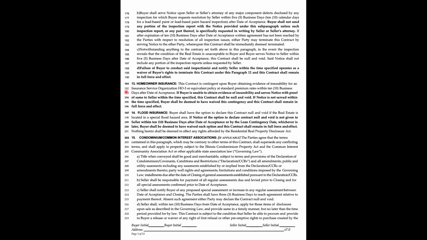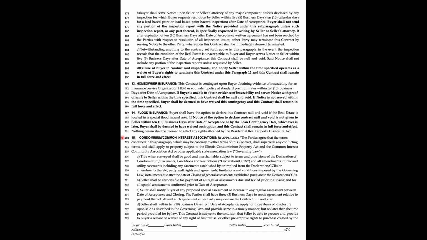Paragraph 13, homeowners insurance. You're required by the government as well as your mortgage lender to acquire homeowners insurance. If for whatever reason a buyer is uninsurable, then they do not meet the mortgage contingency terms, the loan contingency terms. Therefore, the contract becomes canceled. Paragraph 14, flood insurance. When a property is located in a floodplain, it's required to have purchased flood insurance.